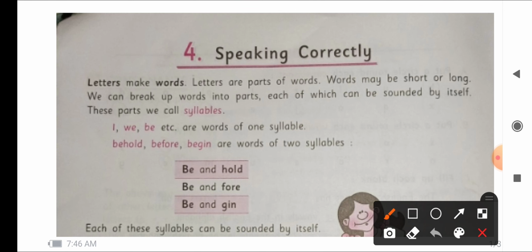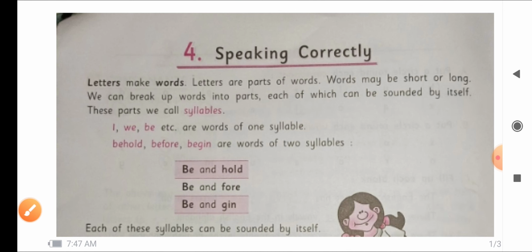Now, words may be short or long. Okay, short in the sense, see here: or, is, there, here, may, is, there, here, sounded, is, there. So these are different words, isn't it? And a word may be short, may be long. So we can break up words into parts, and each of which can be sounded by itself.